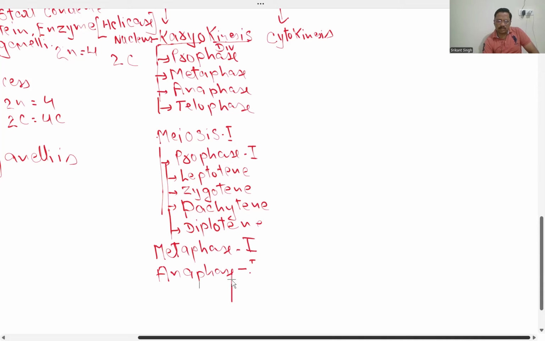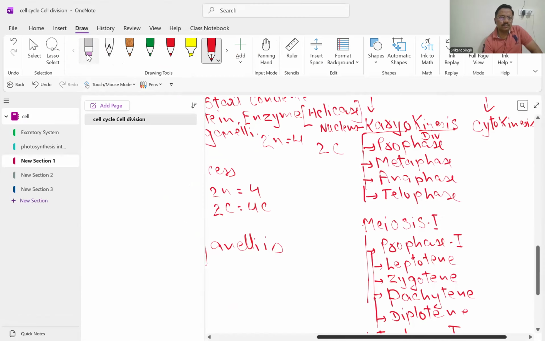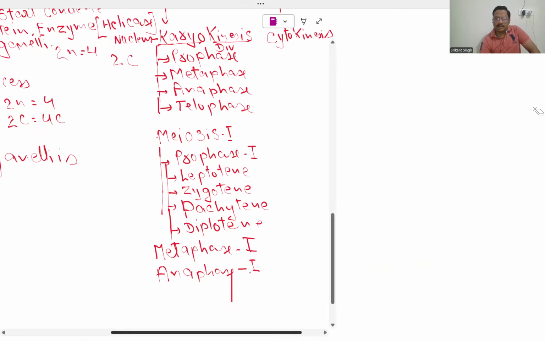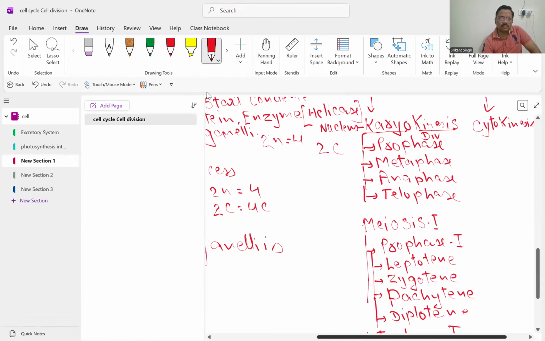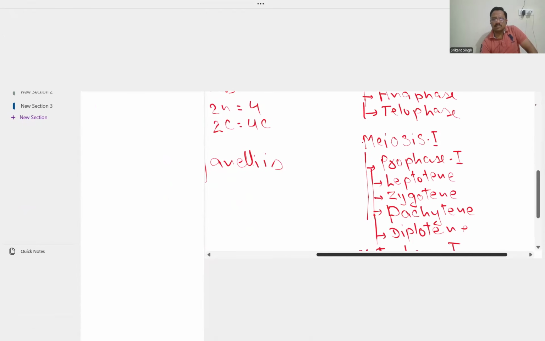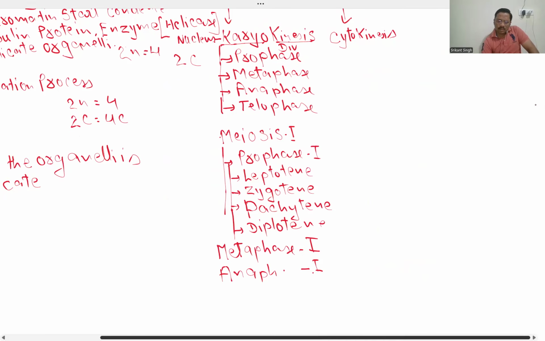Metaphase 1, anaphase 1, telophase 1 complete meiosis 1, and the second phase is meiosis 2.